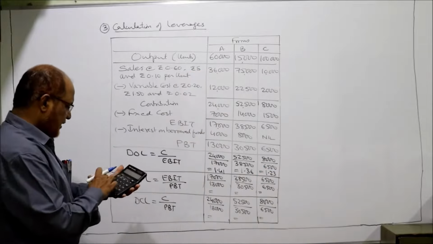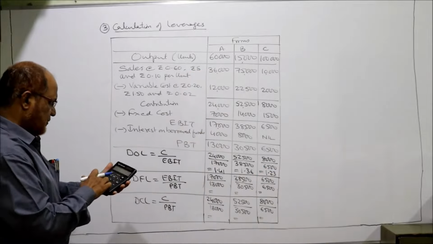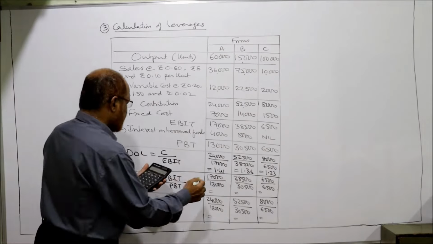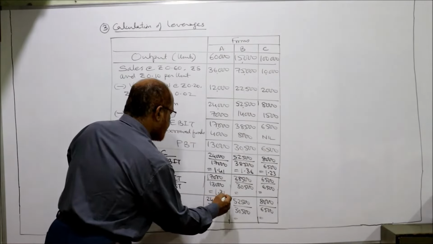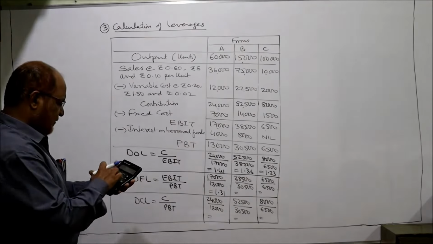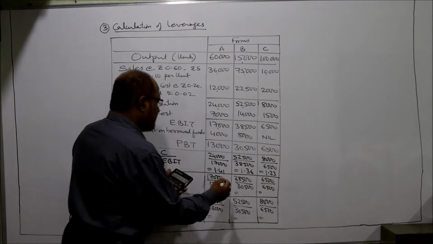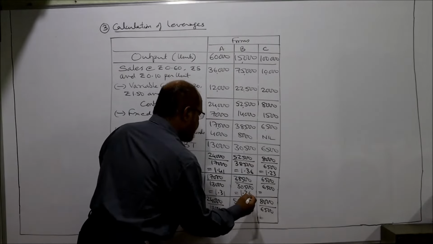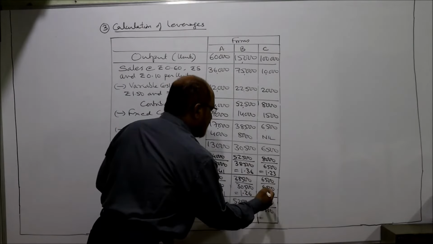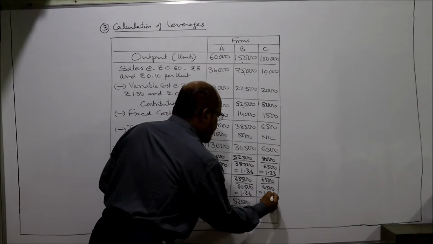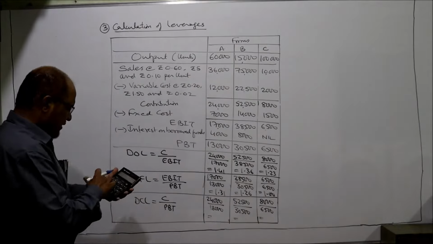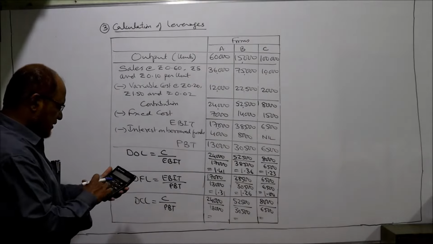Here, 17,000 divided by 13,000, 1.31. 38,500 divided by 30,500, 1.26. Last one, 6,500 by 6,500, 1. Here it is, 24,000 divided by 13,000.